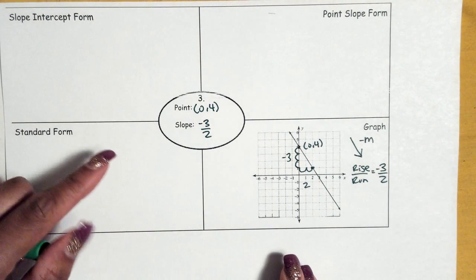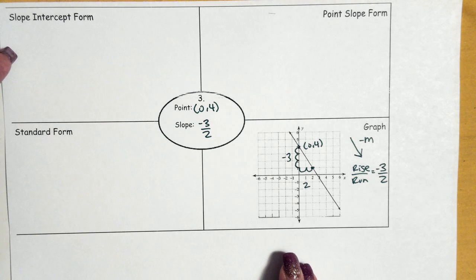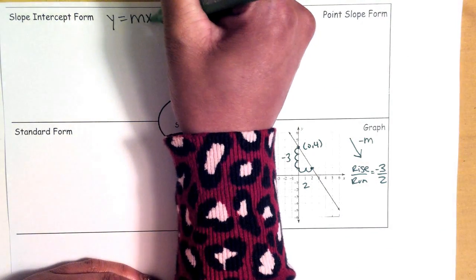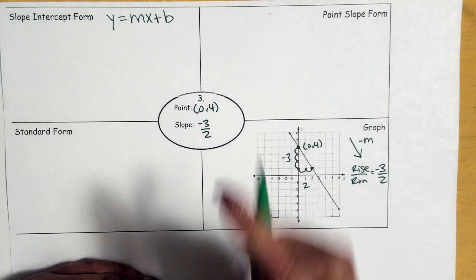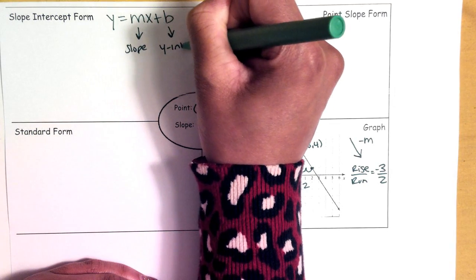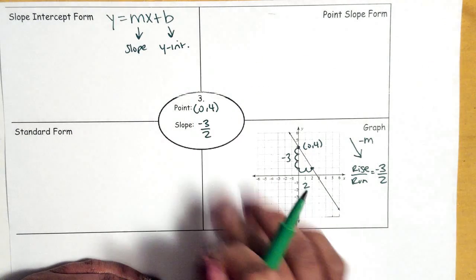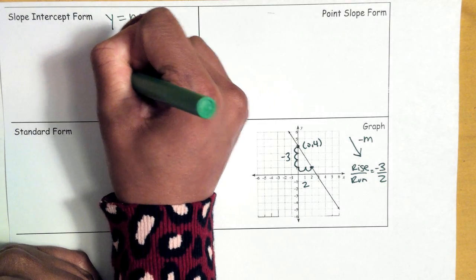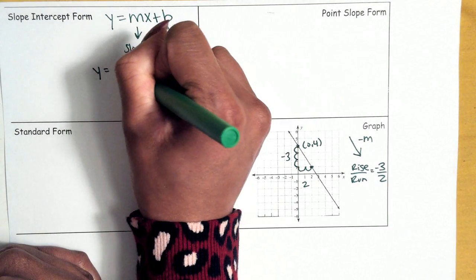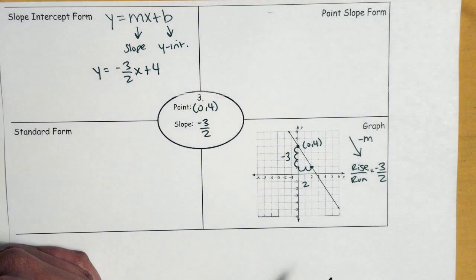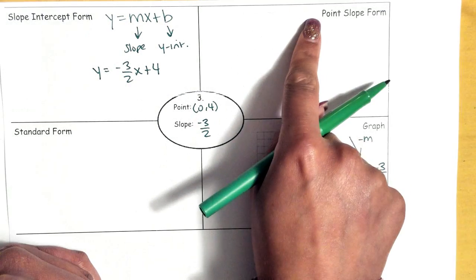Okay, so we have our slope and we have a y-intercept. So when we're given that, we can choose the slope-intercept form or our point-slope form. Either way, we end up with the same answer. So slope-intercept form is y equals mx plus b, where m is your slope and b is your y-intercept. So because we have our slope and y-intercept, we're going to go ahead and just plug in our values. So we have y equals, our slope is -3 over 2x, and our y-intercept is 4, so we're putting a plus 4.